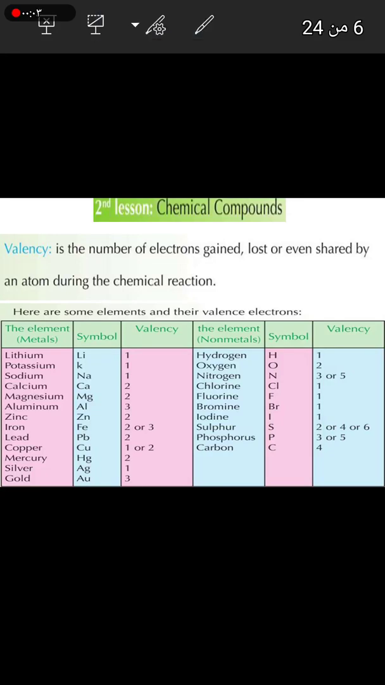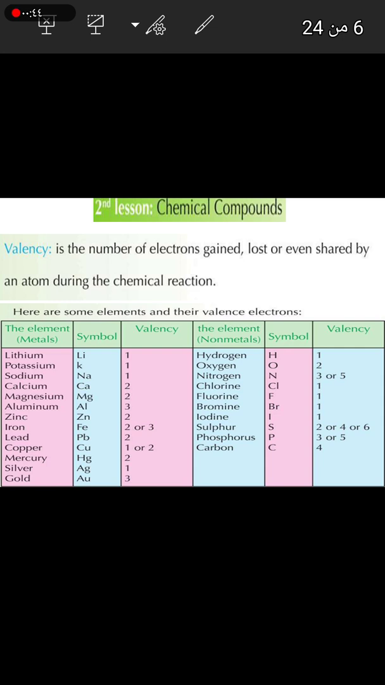Hello, Prep 1. We will start lesson 2 and unit 1, which is the chemical compound. We know that a compound is composed of two or more different atoms, like CO2, carbon dioxide, or NO2, nitrogen oxide. This is called a compound. But when two or more similar atoms combine to each other, they will form a molecule. Our lesson today is about the chemical compounds.